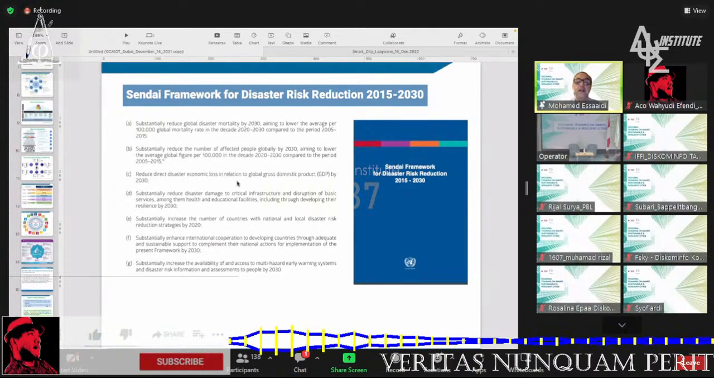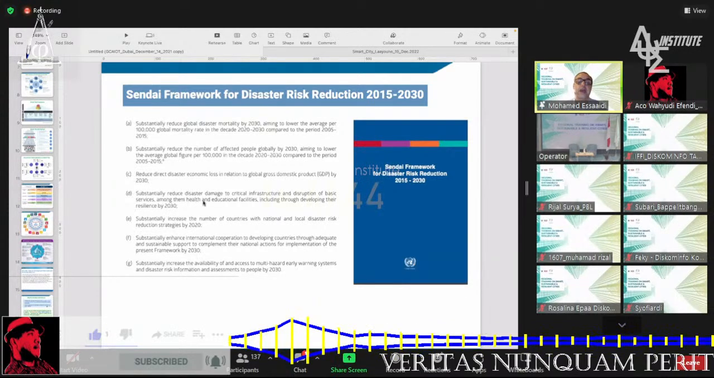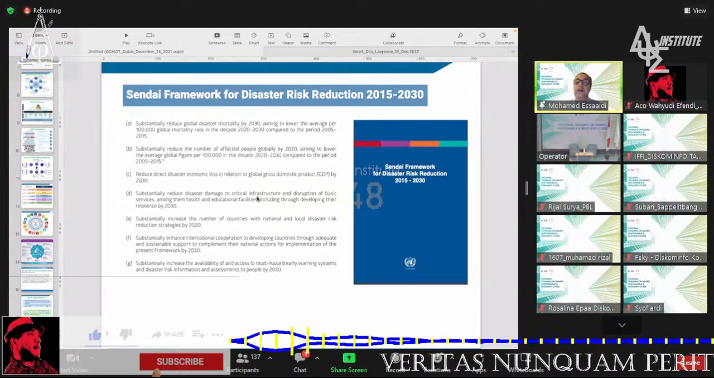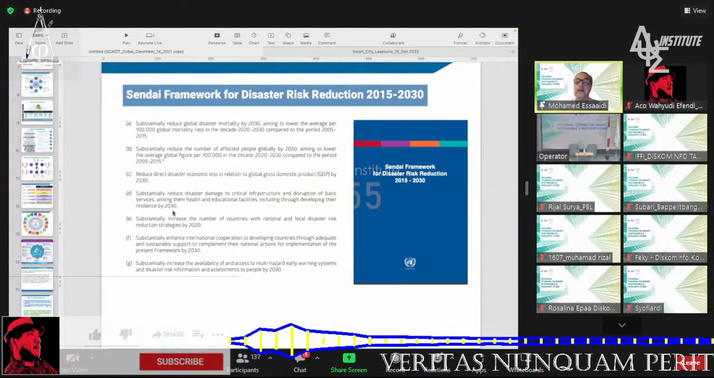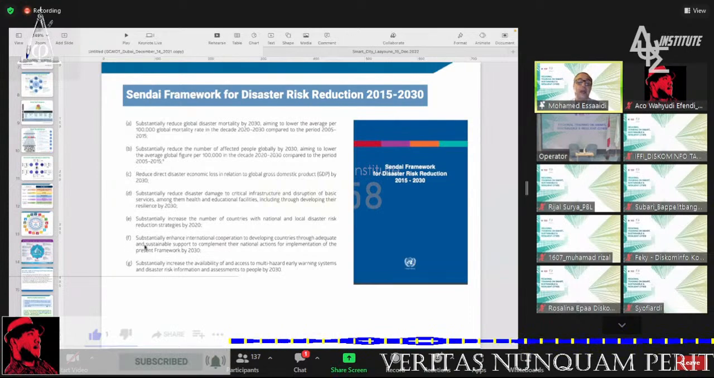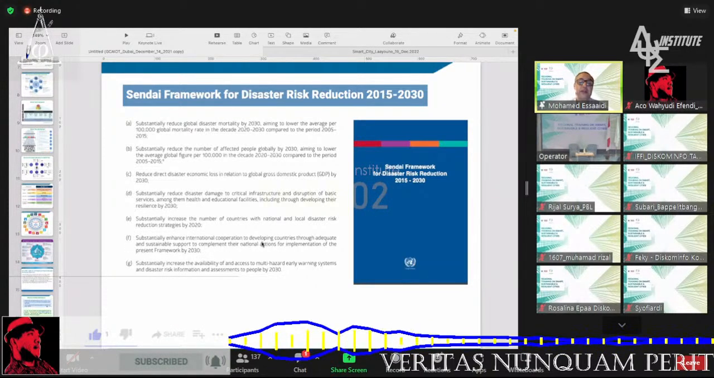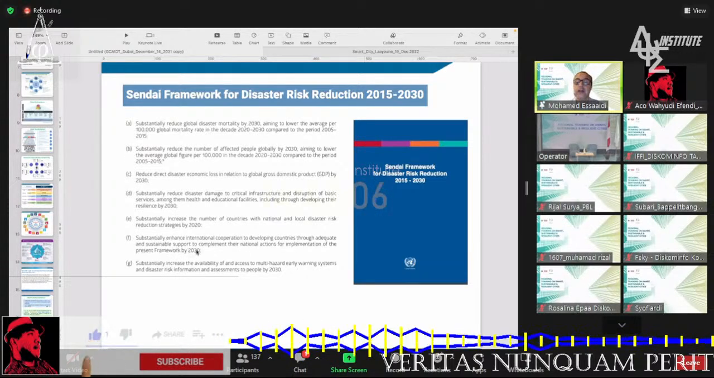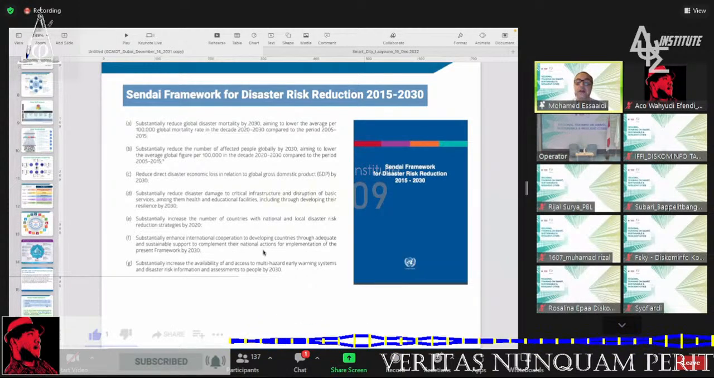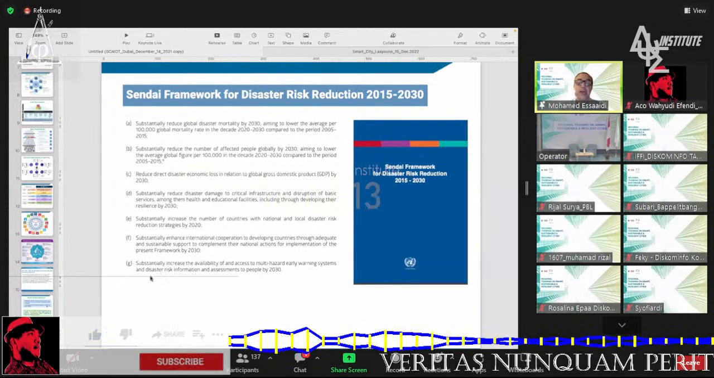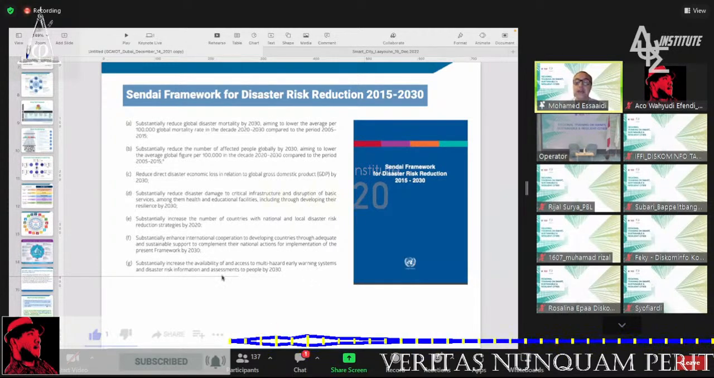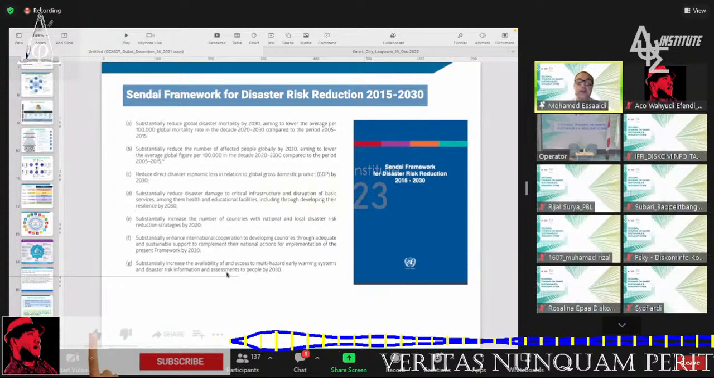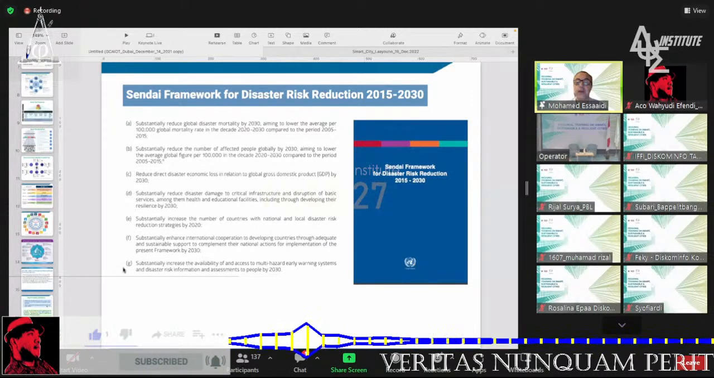To reduce direct disaster economic loss in relation to global gross domestic product, GDP, by 2030; critical infrastructure and disruption of basic services, among them health and educational facilities, including through developing their resilience by 2030. F, substantially enhance international cooperation to developing countries through actions for implementation of the present framework by 2030. And the last one is to substantially increase the availability of and access to multi-hazard early warning systems and disaster risk information and assessment to people by 2030.